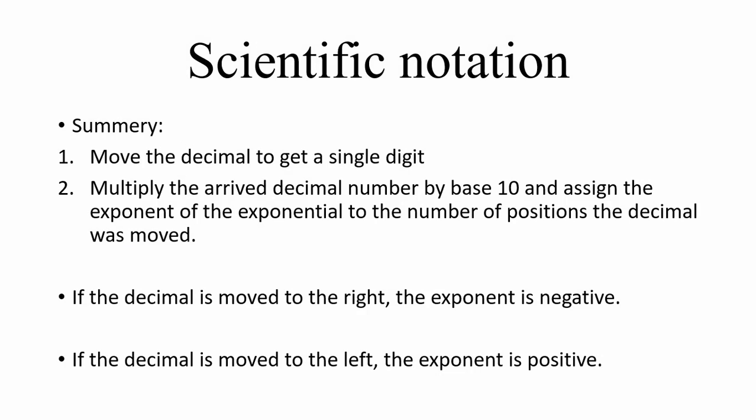To summarize this process, we have the following. Number 1, move the decimal to get a single digit. Number 2, multiply the arrived decimal number by base 10 and assign the exponent of the exponential the number of positions the decimal was moved. If the decimal moves to the right, the exponent is negative. If the number moves to the left, the exponent is positive.